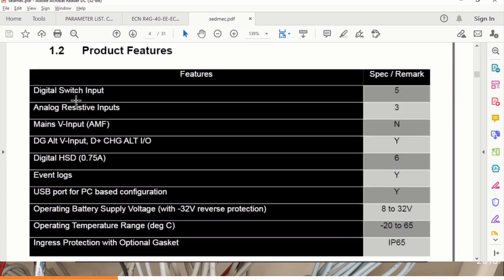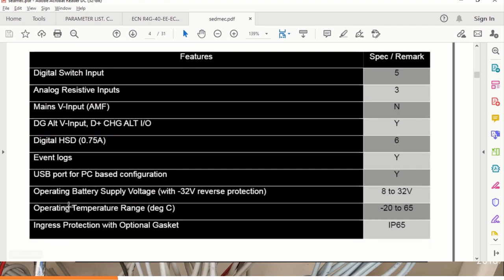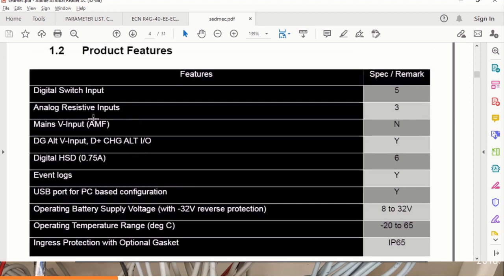They have digital switch inputs, 5 inputs it can take, then analog resistive inputs. Here you can provide 3 different analog resistive inputs, like oil pressure, coolant temperature and fuel level, but these all should be in the form of resistance. It doesn't have the capability to take a 20 milliampere signal as input, so this is a limitation. Similarly mains voltage input, digital HSD, event logs, USB port. These are all the basic features available.